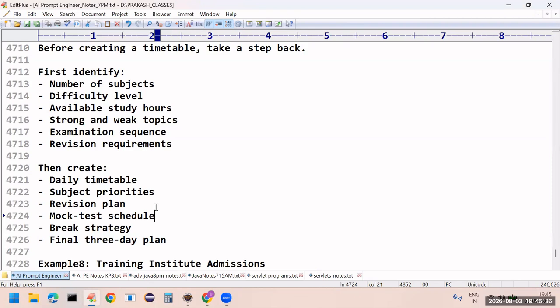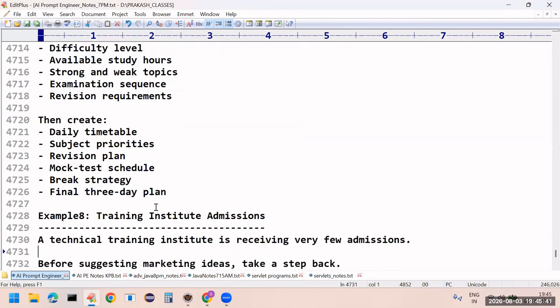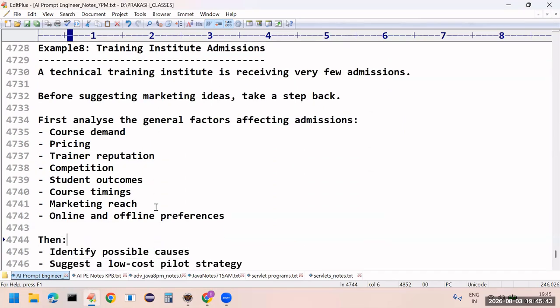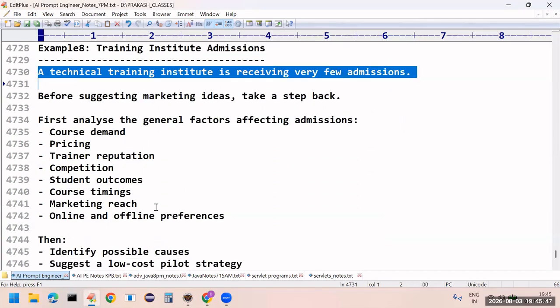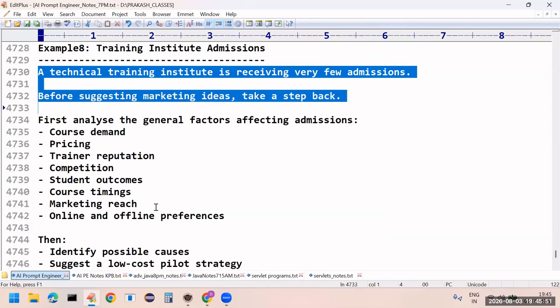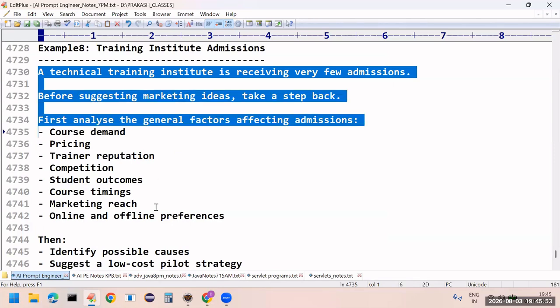Yes. Next, example 8. Training institute admissions. Sir, a technical training institute is receiving very few admissions. Before suggesting the marketing ideas, take a step back.